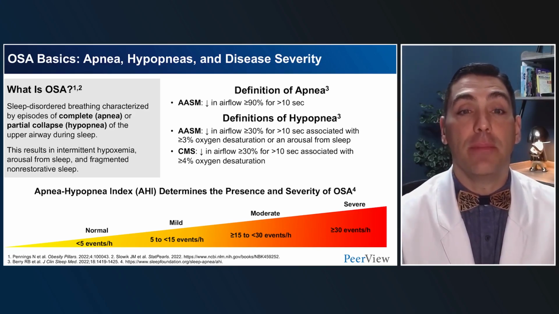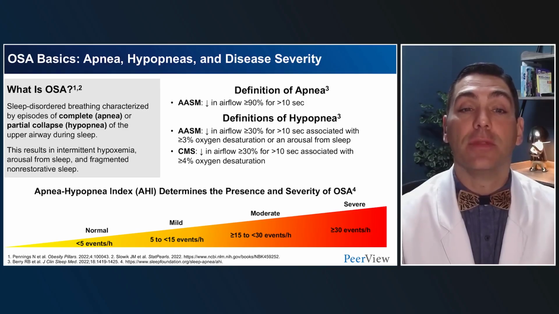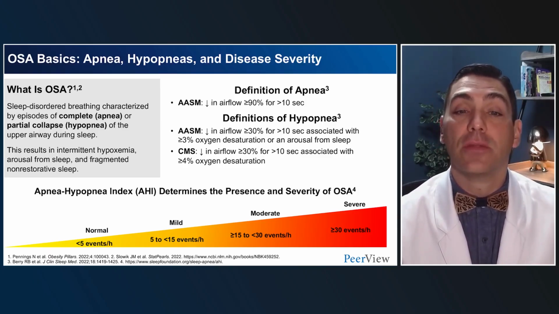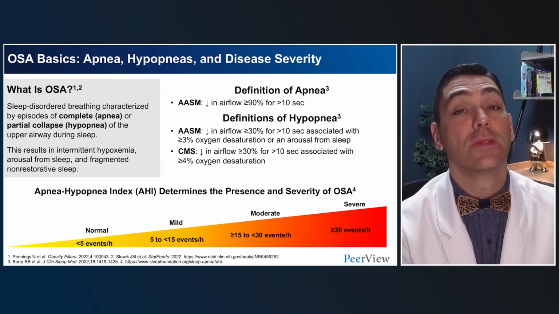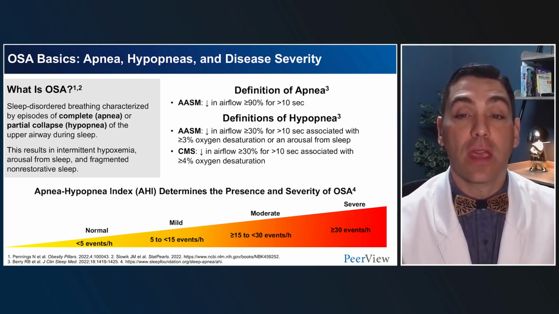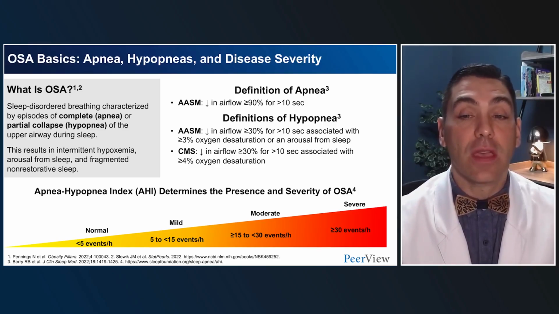So, what are the basics of obstructive sleep apnea? OSA is basically episodes of complete or partial collapse of the upper airway during sleep, resulting in intermittent hypoxemia, arousal from sleep, and fragmented non-restorative sleep. What is the definition of apneas? Apneas are a decrease in airflow of more than or equal to 90% for more than 10 seconds. Hypopnea is a decrease in airflow of more than or equal to 30% for more than 10 seconds associated with a decrease in oxygen saturation of 3% or more. According to CMS criteria, a decrease in airflow of more than 30% for more than 10 seconds is associated with more than 4% desaturation.